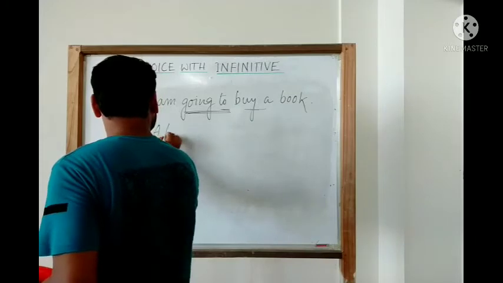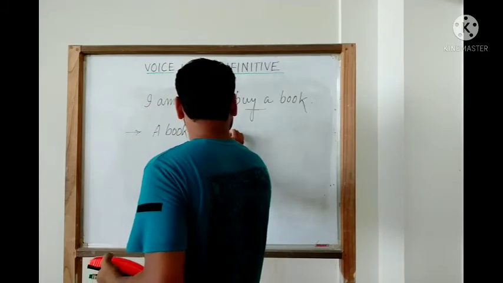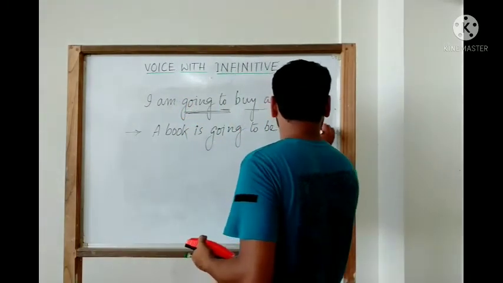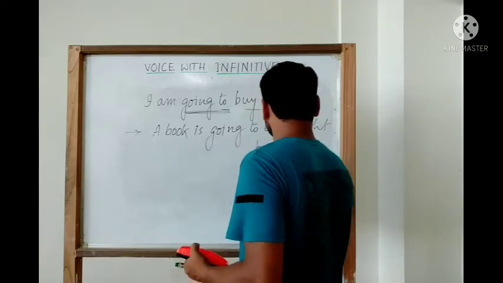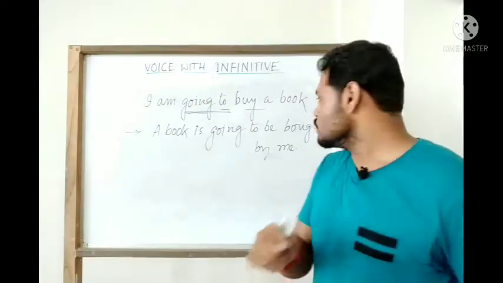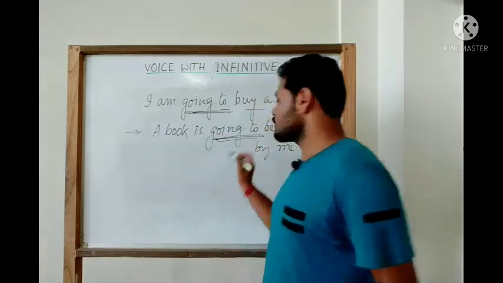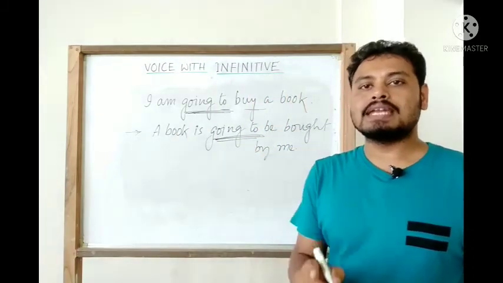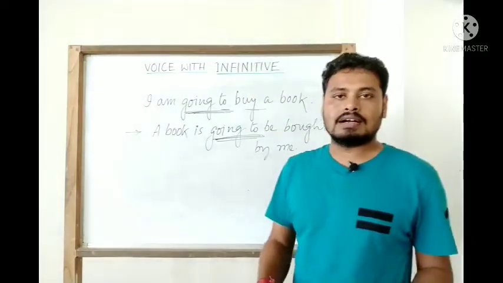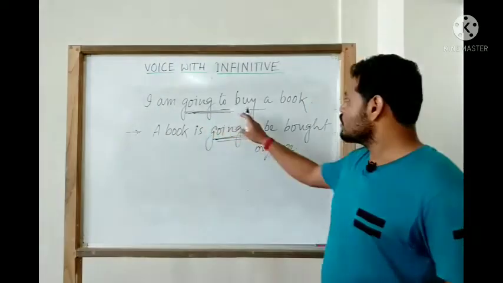So a book is going to be bought by me. So why did I say it is a voice with going to? Because you see, this going to is remaining intact. This going to is remaining intact. That can also be kept under the category of voice with infinitive to. There is no problem. So I am going to buy a book.